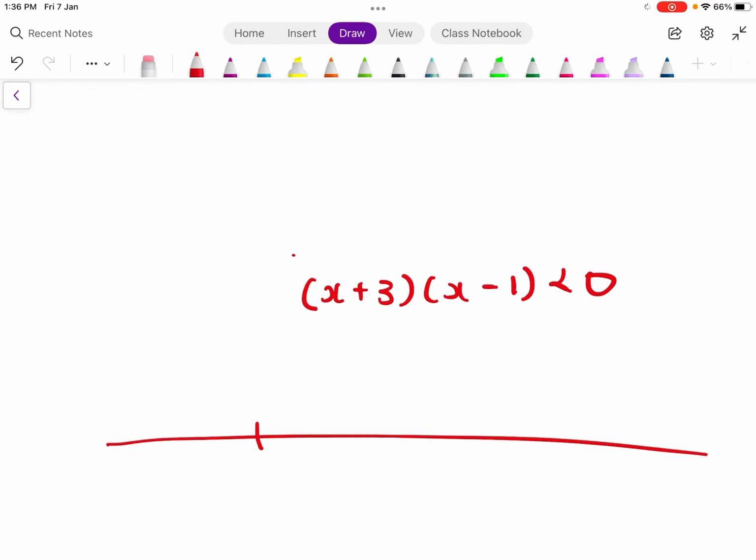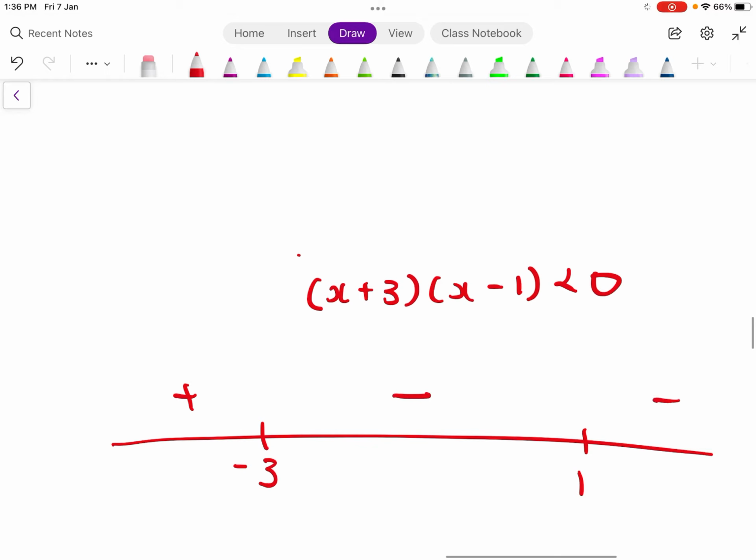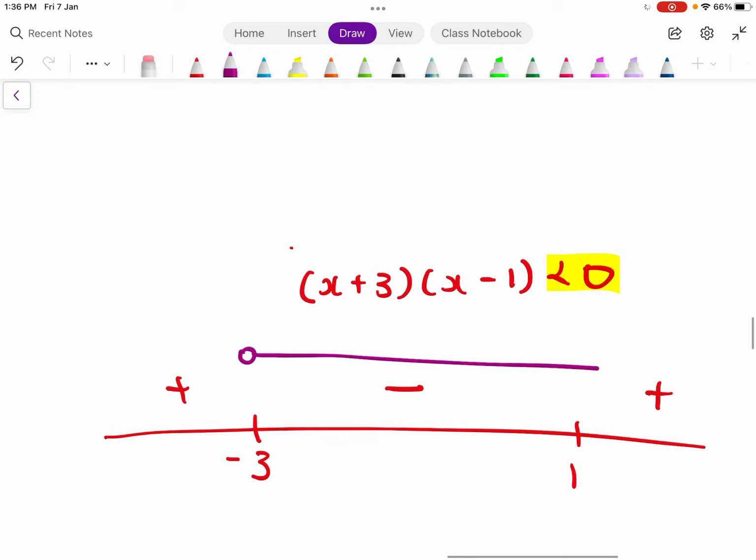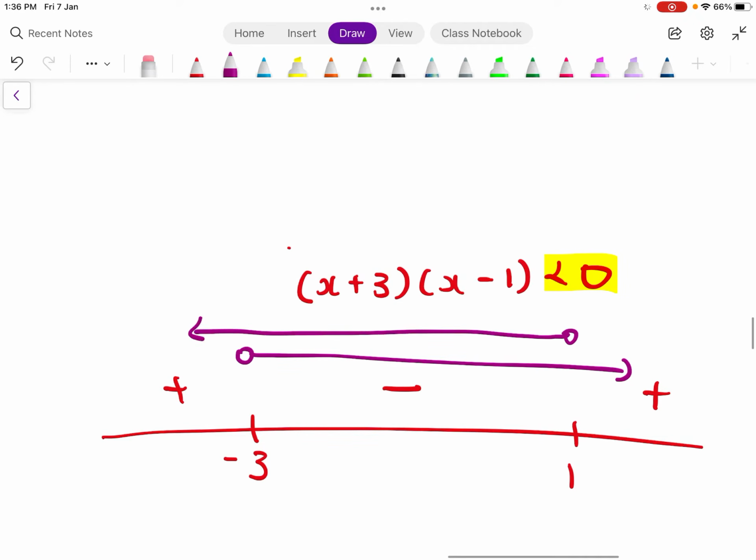So I draw the number line again. I just put down the x values, negative 3 and positive 1. So it's positive here, negative here, positive here. Since you want less than 0, it's the negative region. So for the negative region, you just go to here, and after that, this one, go to here.